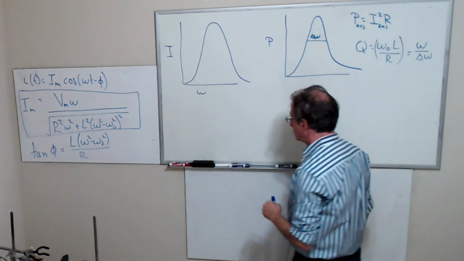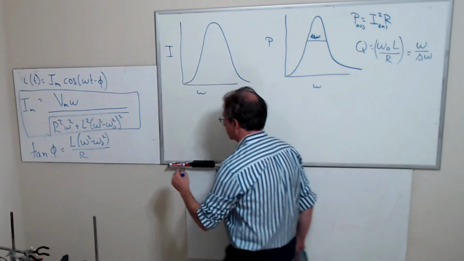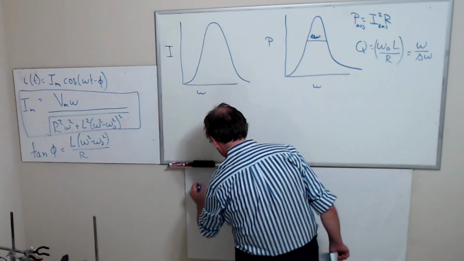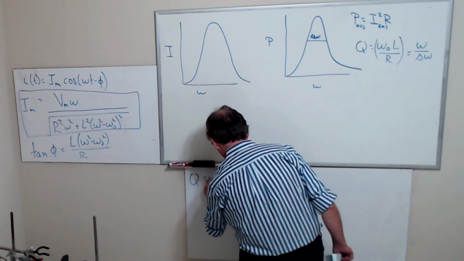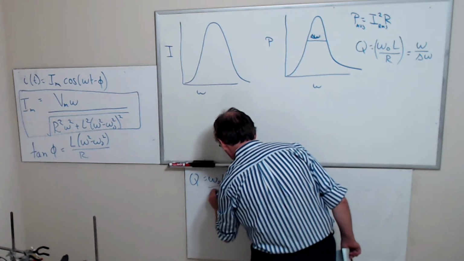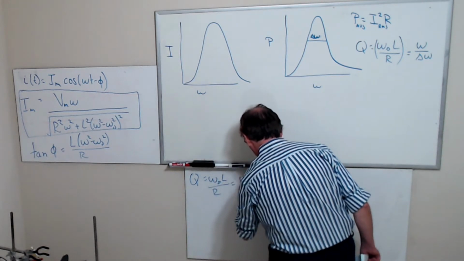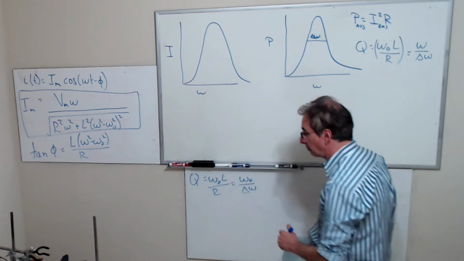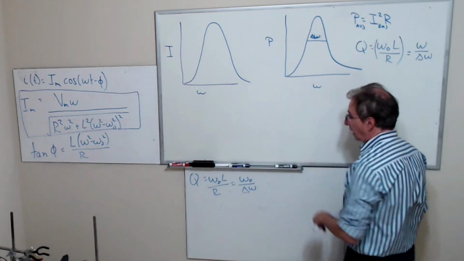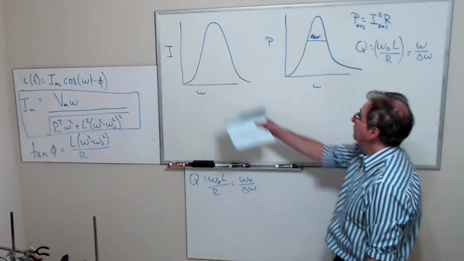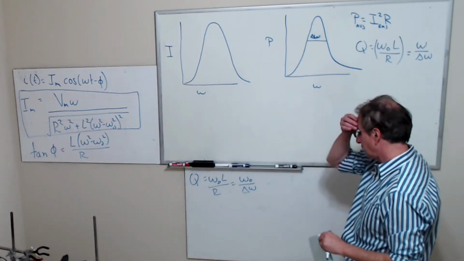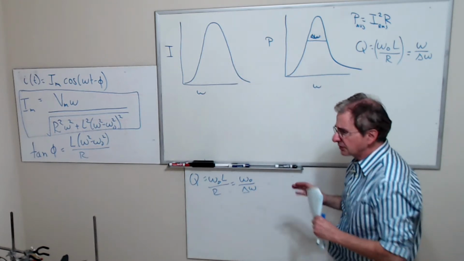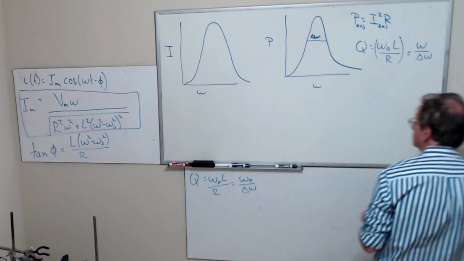So let me write this down here because I'm going to need to erase the board. Remember, this is from the power versus omega graph. But what if I'm given this graph? How can I get the Q out of it? What is the full width at half maximum?